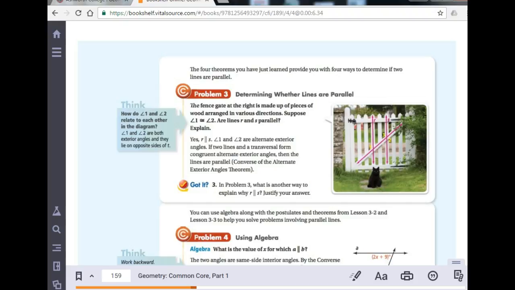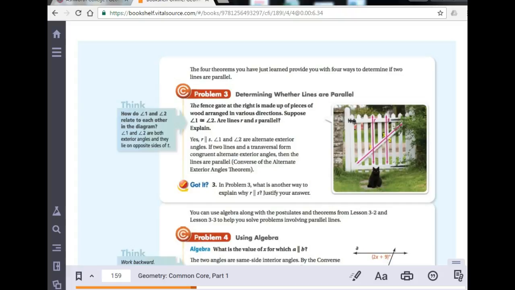Now, as we look at problem number 3 here, it says to determine whether lines are parallel or not, which is exactly what we're going to be doing. It says the fence gate at the right is made up of pieces of wood arranged in various directions. Suppose angle 1 is congruent to angle 2. So if you look carefully, that's these two over here. You've got the two pink lines, and angle 1 is congruent to angle 2. Are lines R and S parallel? And if so, explain. Well, the answer is yes.